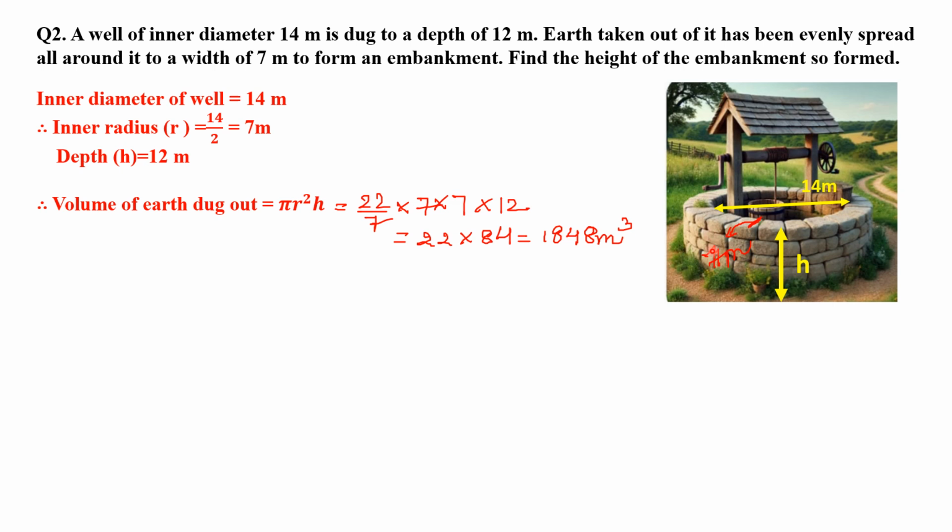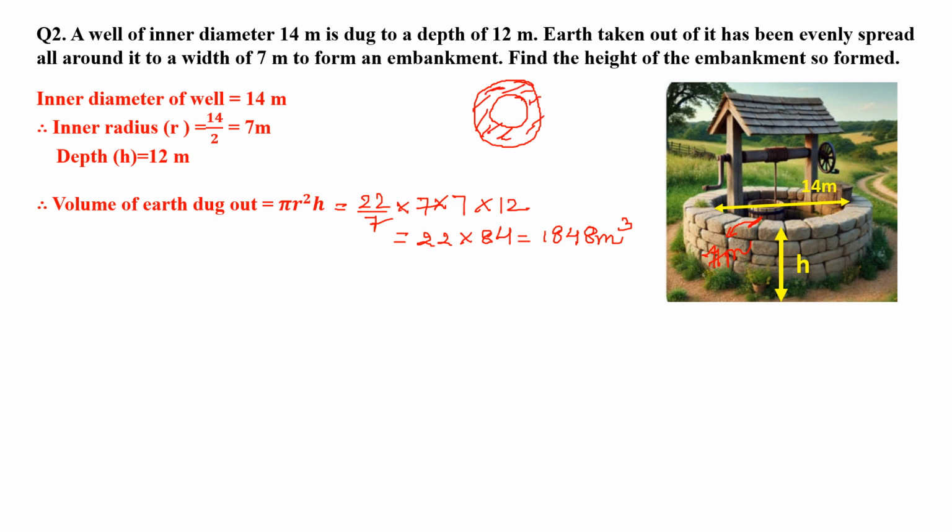So can I say the volume of the embankment will be equal to the volume of the earth which is taken out, right? Now the question is how to find the volume of the embankment, isn't it? To do that, just try to recall, in grade 7 you have already studied, right? If it is a circular track, how do you find this part? This shaded part.